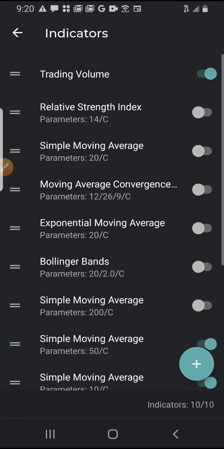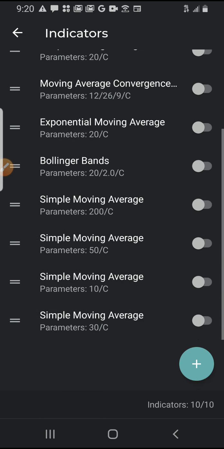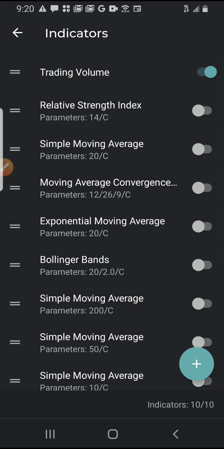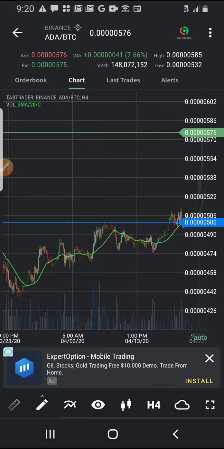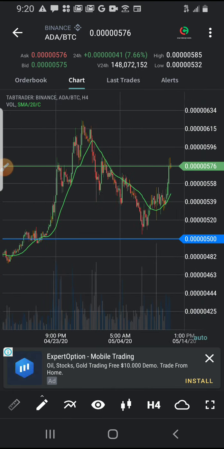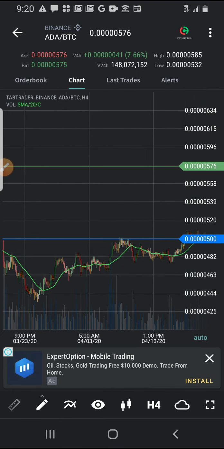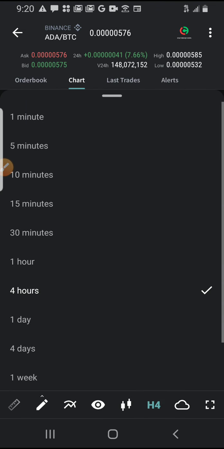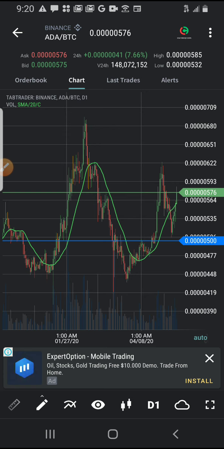So maybe I disable them and add just one. I'll add just 120, and let's see. Now that's actually the same thing as the 30. When you see it acting as a support and when you see it acting as a resistance.